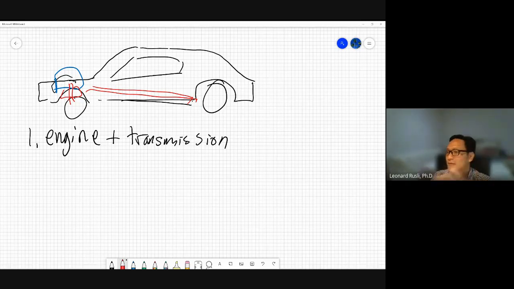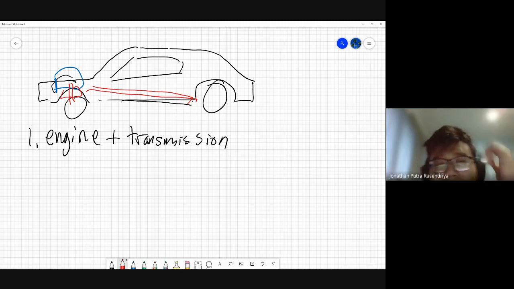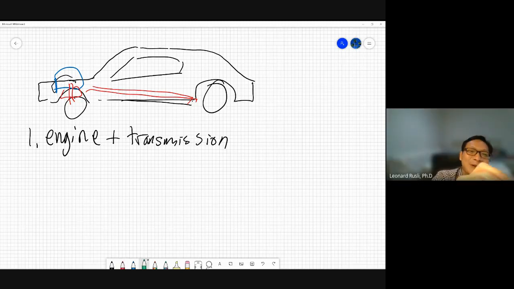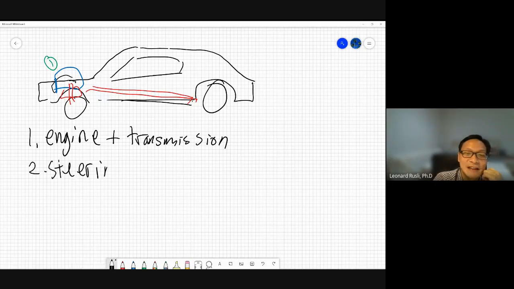Now, okay, think about you're designing a car. You're in the 1910s, in the same generation as Henry Ford, right? You're trying to design a car. What else would you need? Setir Pak, setir. Ya, wheel. Perlu setir tentu saja kan. Oke. So you need steering. Karena kan harus dikendalikan kan.